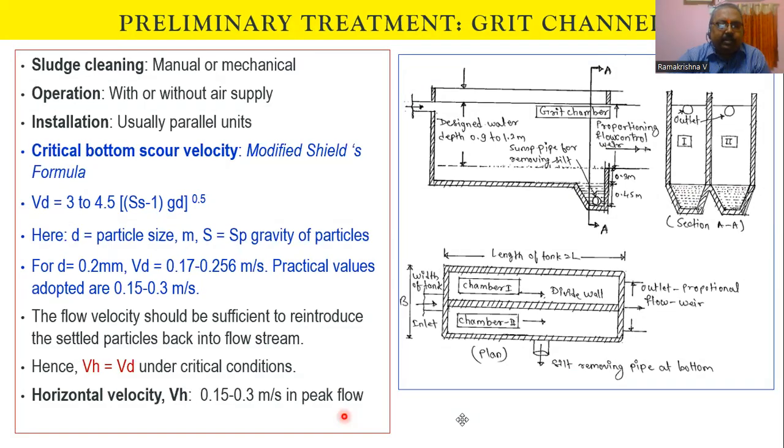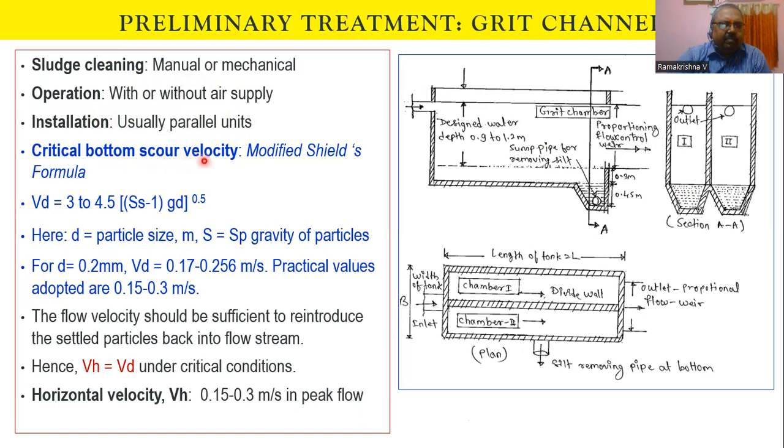Now we'll see in this picture the sludge cleaning. How the sludge is removed: it can be manual cleaning or mechanical cleaning. It can be with air supply or without air supply. These channels are usually operated as parallel units.